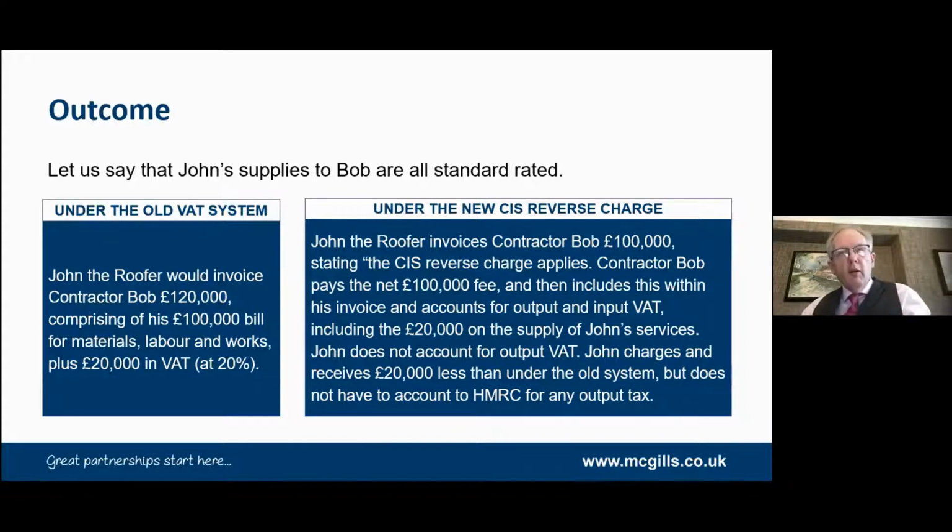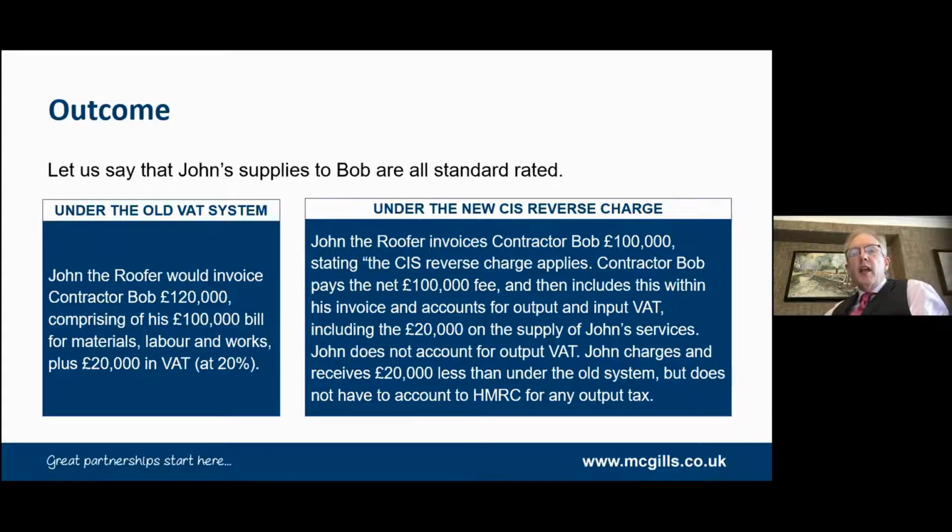So looking now at how that works under both the old and the new system. In the old system, as we know, John the roofer would invoice contractor Bob £120,000, which is made up of the £100,000 invoice for materials, labour, etc., plus £20,000 in VAT. However, under the new system, John will only invoice Bob for £100,000. And on that invoice, he will state that the CIS reverse charge applies.